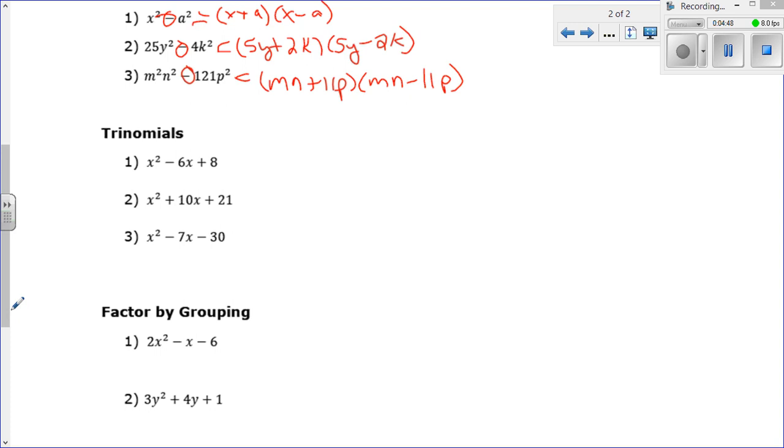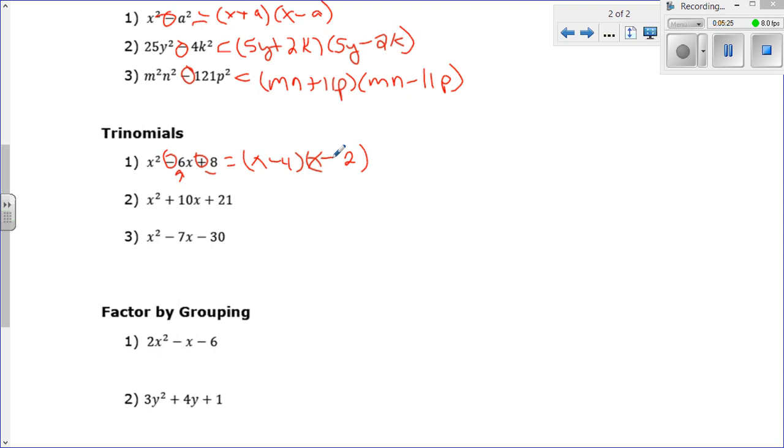Trinomials. When I factor a trinomial, my last sign is what dictates what I do. So I am looking for factors of 8 that add up to 6. My factors of 8 that add up to 6 are 4 and 2. When my last sign is positive, that means my signs are the same, and they take the sign in the middle, so they are both negative.